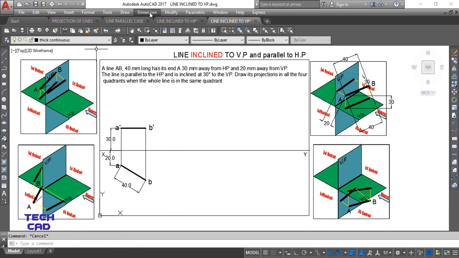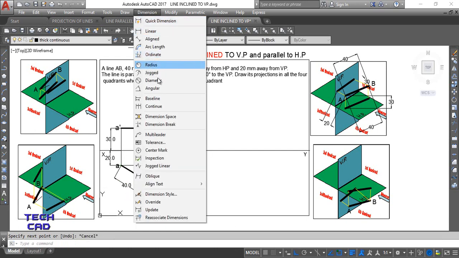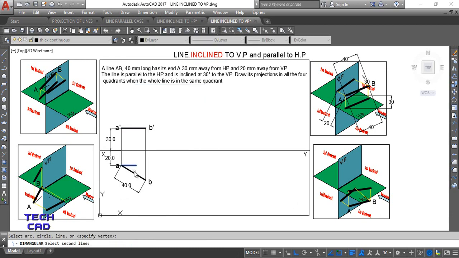Okay, now I'm left with only one more dimension, that is the angular dimension. To make that dimension, I have to make a line over here. So this is a line, angular, this one. So you can see here, this is 30. Okay, so take a dimension, angular, this one and this one. So this is 30°. Okay, so this is the completion of my cosine in first quadrant.